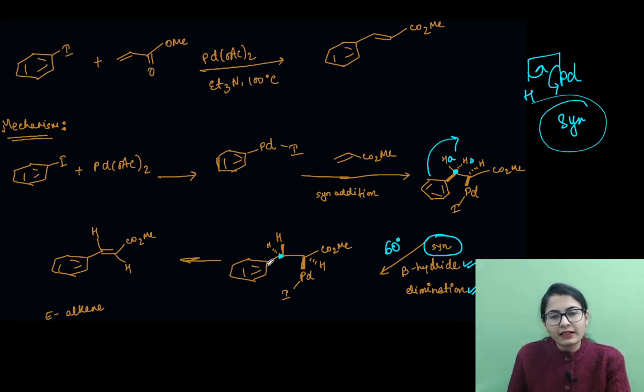Your phenyl, once it was above the plane, now it becomes on the plane of paper. Your HA is on the top, your HB is still below. Okay, yes, so you are just rotating.